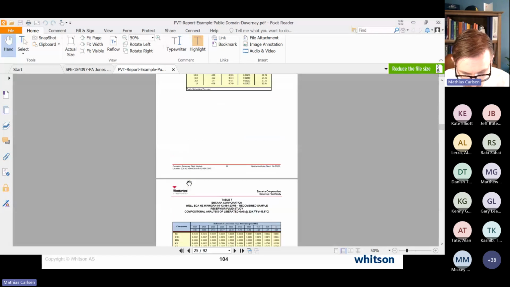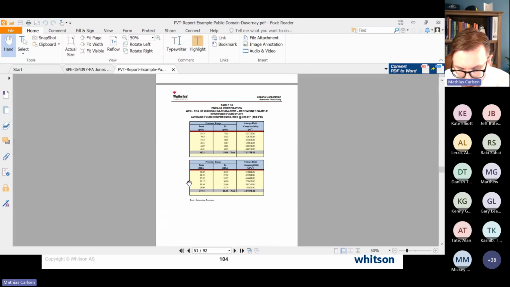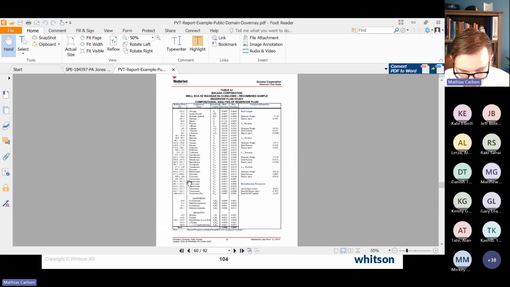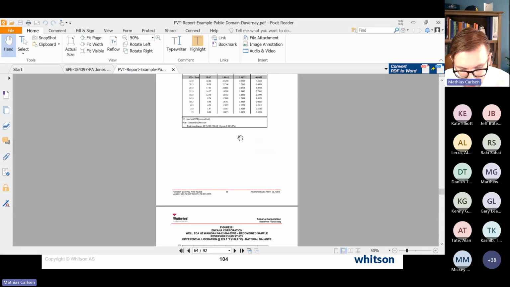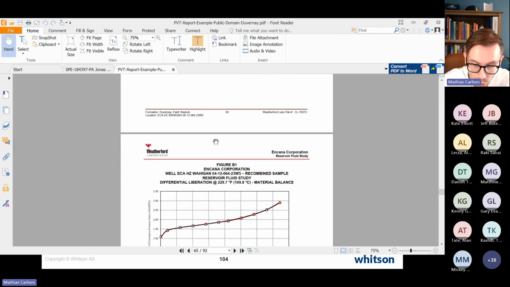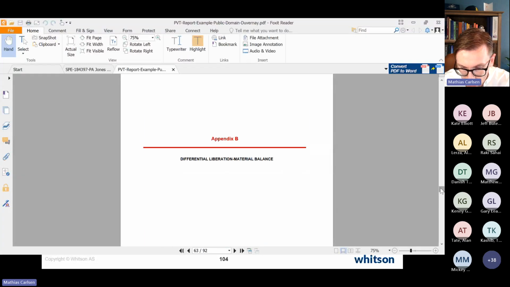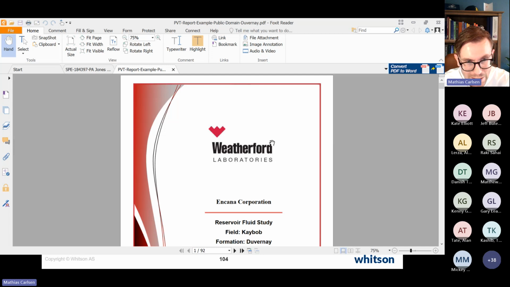Huge report, and if you want to find something as trivial as the formation volume factor, you'll realize that you need to look in many places to find it, and you also need to know what you're looking for to be able to find something as standard as the formation volume factor. So I thought we could maybe do that at the end of this.